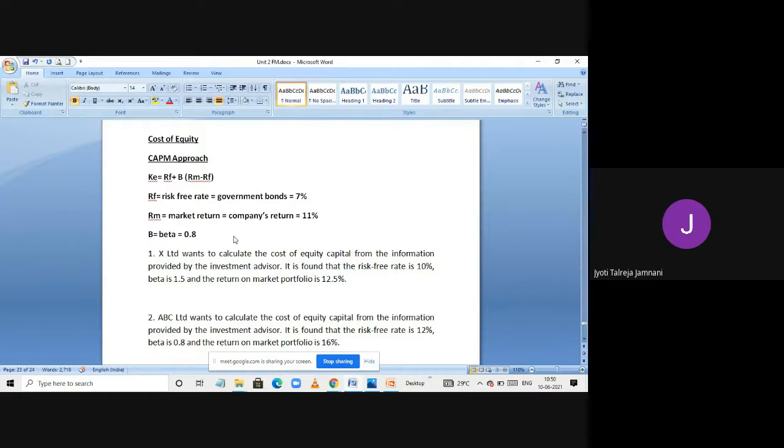If their risk is very high, it will be more than 1. That means you're riskier than the stock market. If it is low, then it will be less than 1. That means you are safer. Even if the entire market falls by 1 rupee, you will fall by only 80 paise. And if it is exactly equal to 1, that means whatever the market risk, exactly the same way it is going to affect you. So suppose this company is less risky than the entire market, so it's 0.8.